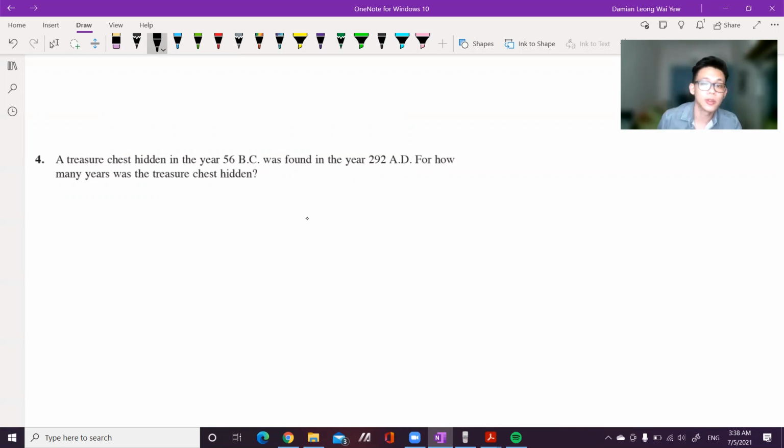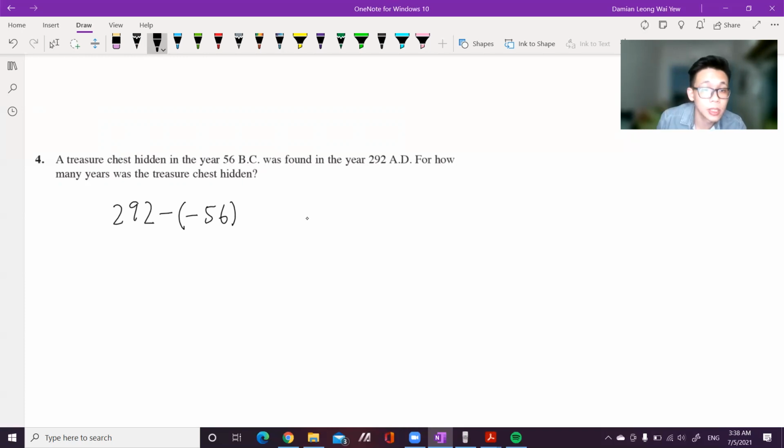So if I want to find how many years the treasure chest was hidden, I take the larger value minus the smaller value. When I want to find the difference, I always take the larger value minus the smaller value. So it means I take 292 minus, this is negative, so negative 56. It's not minus 56, it's minus negative 56.